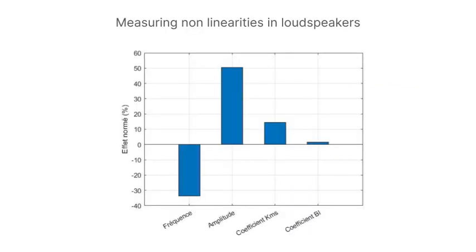After numerous measurements and simulations, we conclude that the main non-linearity factors were the parameters linked directly to the input signal, such as frequency and amplitude. Then the mechanical parameters, called KMS, and the BL factor linked to the coil's magnetic field.